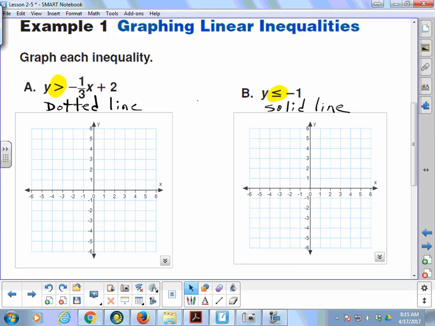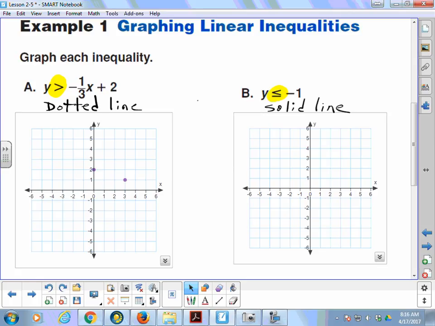Right, so when I graph it, I'm really going to graph y equals negative 1/3 x plus 2. So my y-intercept is 2, so I put a dot on 2. My slope is negative 1/3, so from there I'm going to go down 1 and to the right 3. So remember when we're graphing lines, when we do the slope, we start at the y-intercept. When we do the slope, we either go up or down, depending on whether it's positive or negative, but we always go to the right.